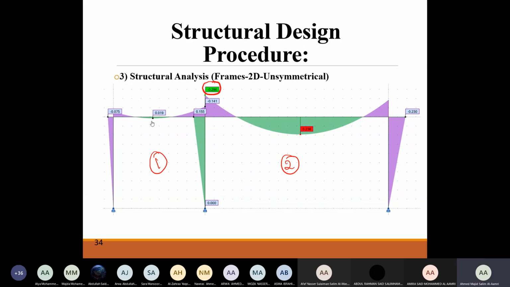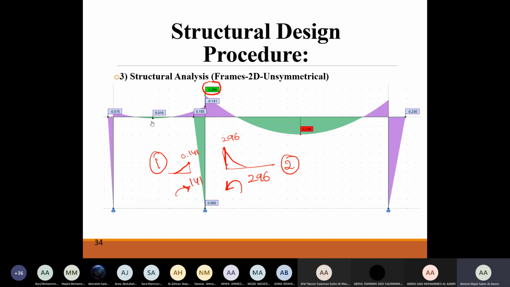And then for span number 1, once again for span number 2, it had a moment of 296, while span number 1 was having a moment of 0.141. Now, how much is the balance between them? This is pushing you 296. This is pushing you 141.